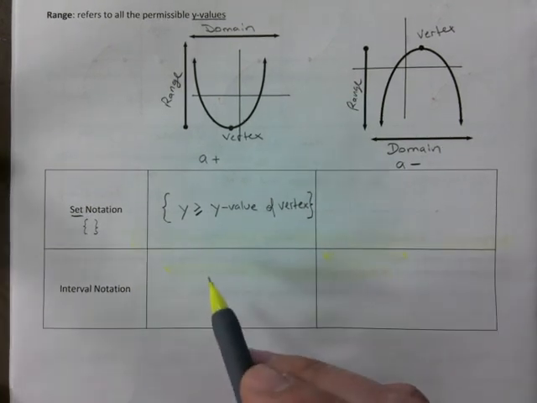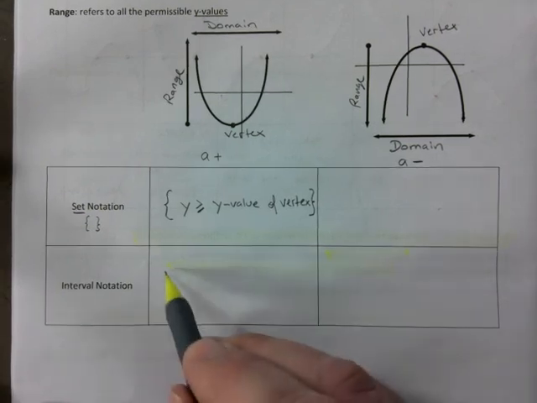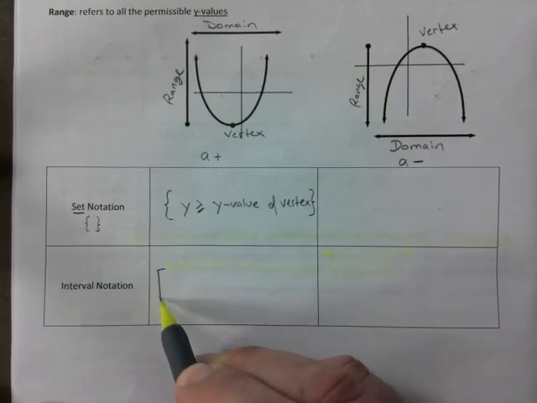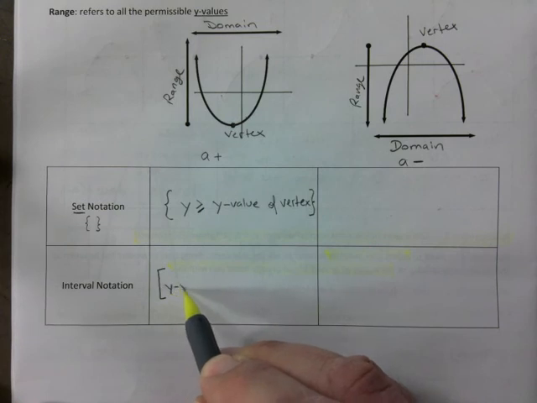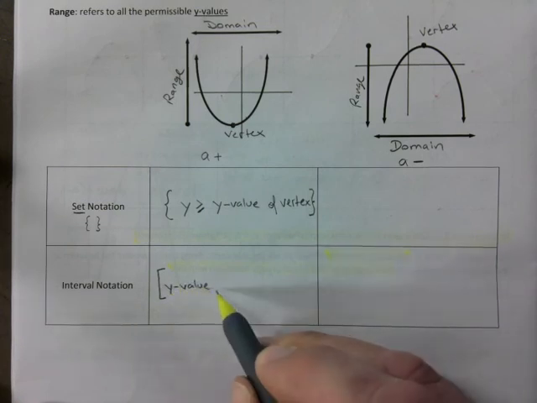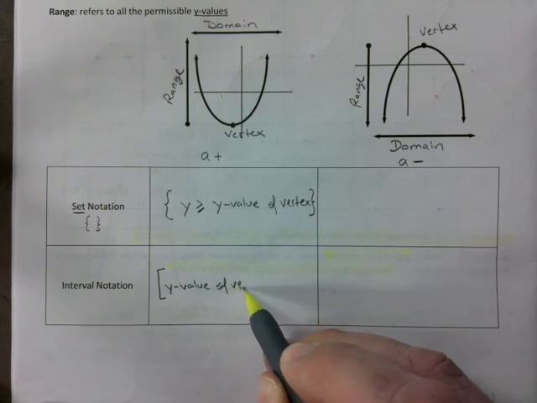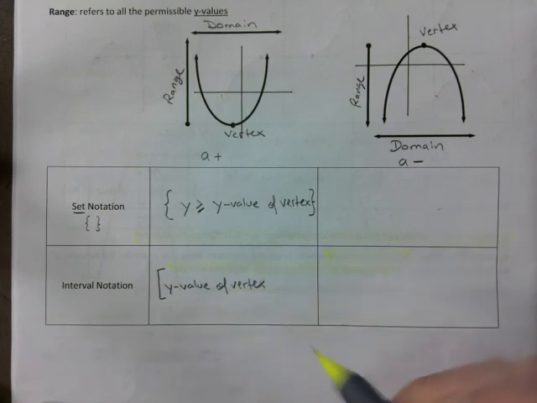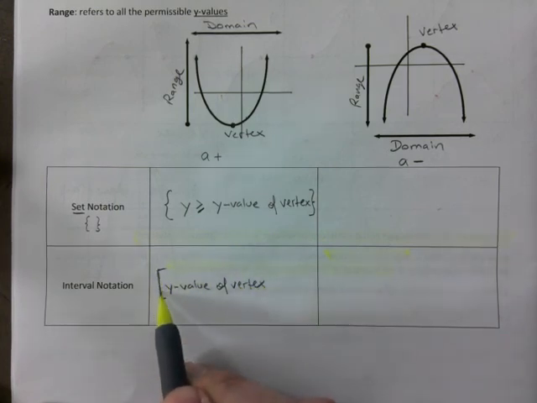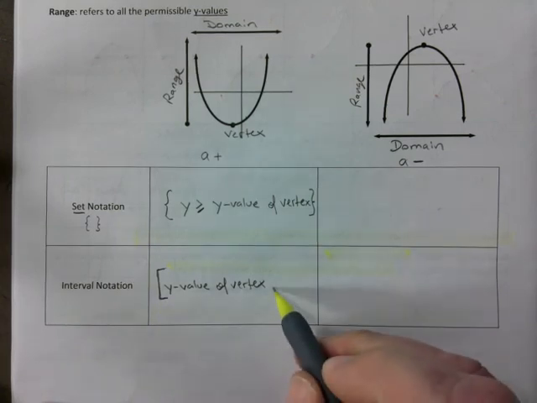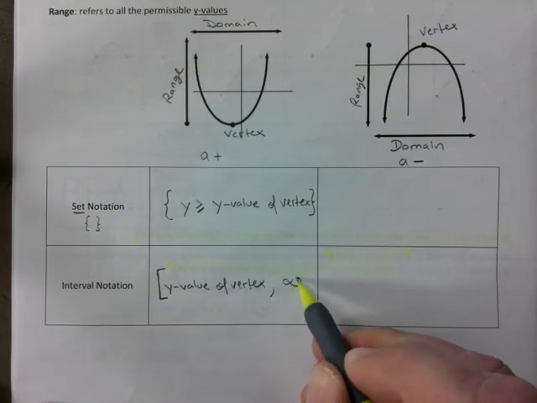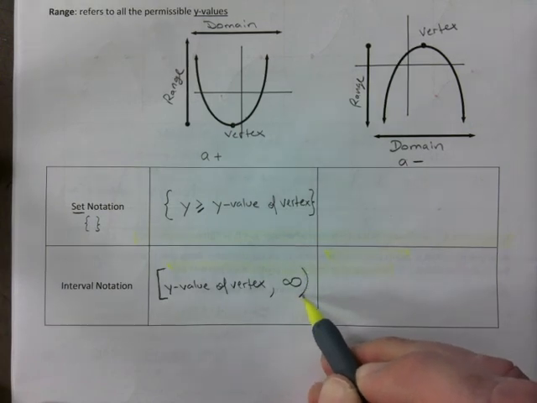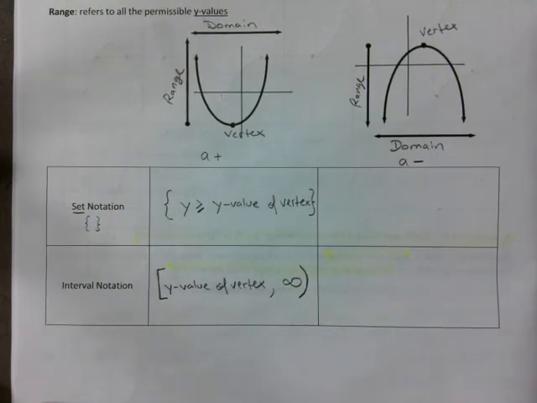Interval notation is like this. You would start with the y value of the vertex, right? That will be included, right? And then it goes up to infinity. That is not included. Whenever there's infinity, you will put a round bracket there, not square brackets.